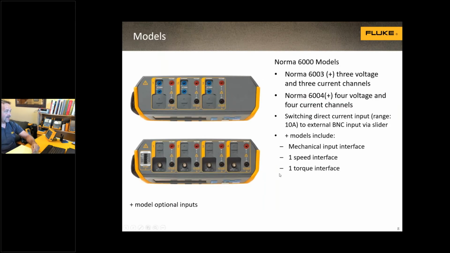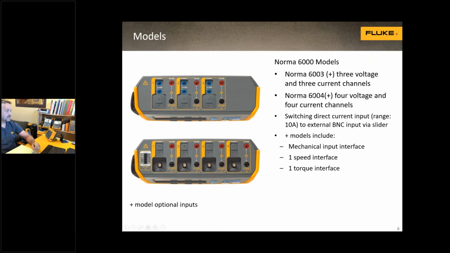The two models that we have would be the 3-channel version Norma and then the 4-channel version Norma. Well, there are 4 total models because then we have the plus versions. If you have the plus version, you're going to have the speed and torque sensor inputs, which you don't have on the non-plus models. So if motor efficiency isn't something you're interested in, then the Norma 6003 or Norma 6004. But the plus version is going to give you the ability to do speed and torque.